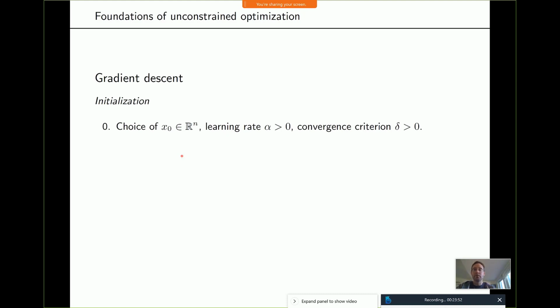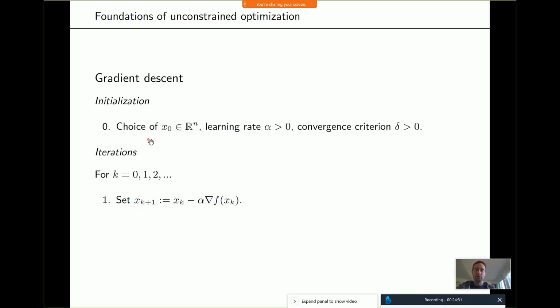So the general form of gradient descent is as follows. You choose an initial value for your minimization algorithm. You choose a learning rate, alpha, which is a scalar value, and what it does we will see in a second. And you choose a convergence criterion, delta, which is also positive. And then you do the following. For these iterations, you compute xk plus 1 based on xk. So you set xk plus 1 to xk.